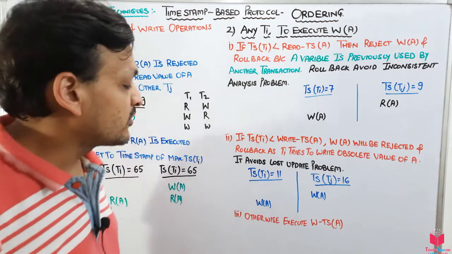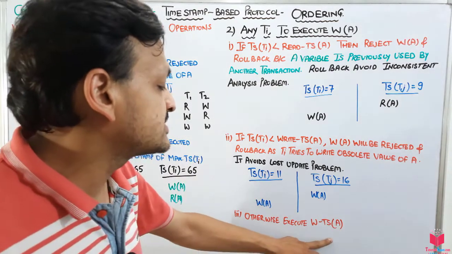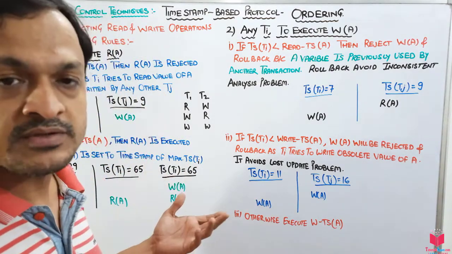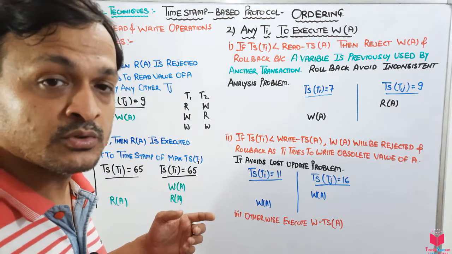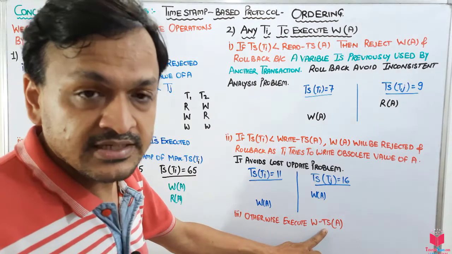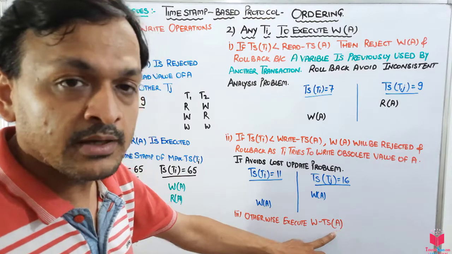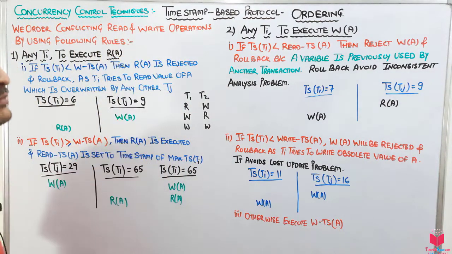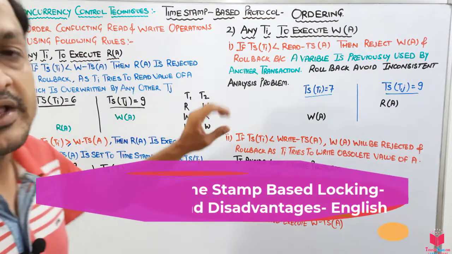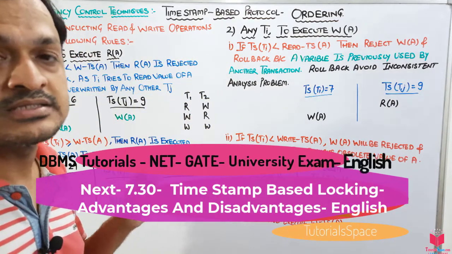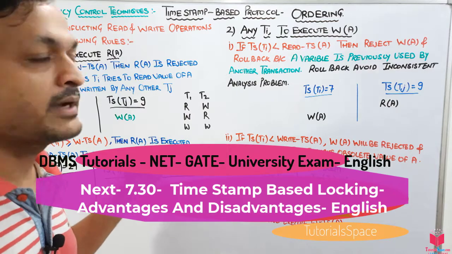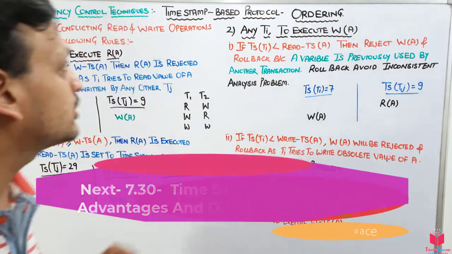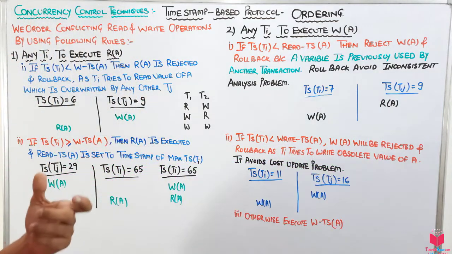In the third scenario, otherwise execute the write operation, so it says that if none of these conditions hold, we can execute the write operation on variable A. But if we have these three conditions, that is the conflicts between read and write operations, then we have to follow these scenarios to avoid the inconsistency or other problems created by concurrency. Okay guys, so this is all about the timestamp based protocol ordering.